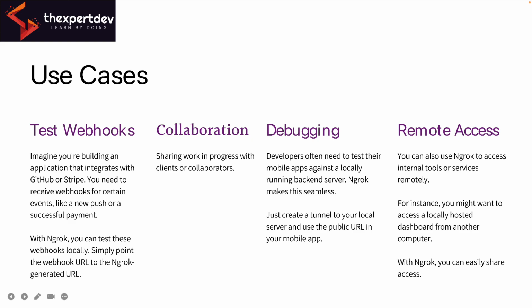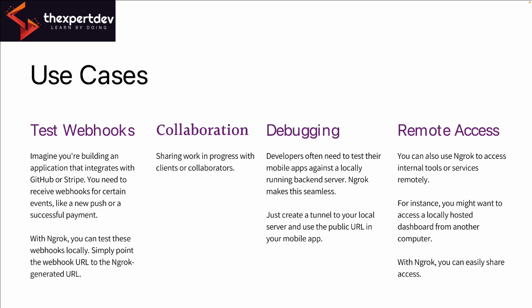So the first use case is where you want to test webhooks. Imagine you're building a web application that integrates with GitHub or Stripe. You need to receive webhooks for certain events like a new push or a successful payment. So with Ngrok, you can test these webhooks locally. What you need to do is simply point the webhook URL to the Ngrok generated URL, and you're done.